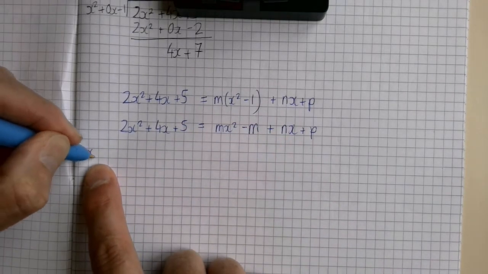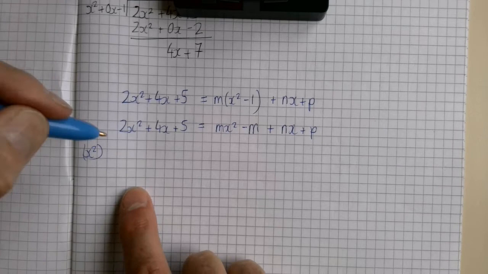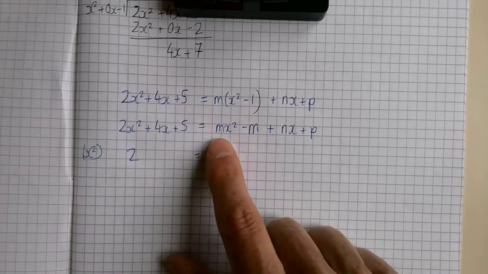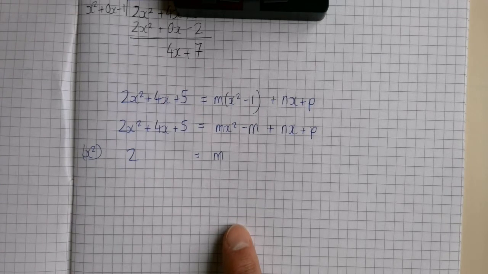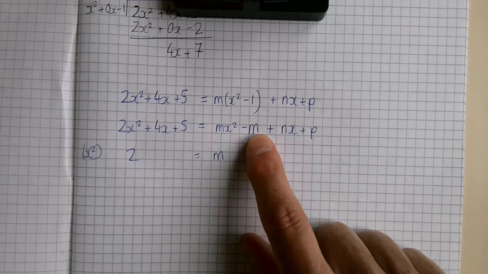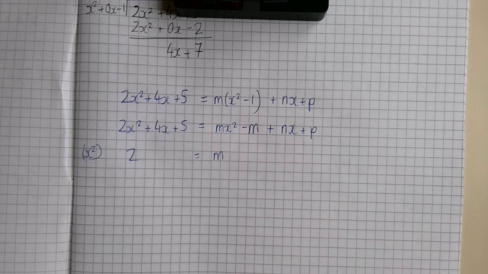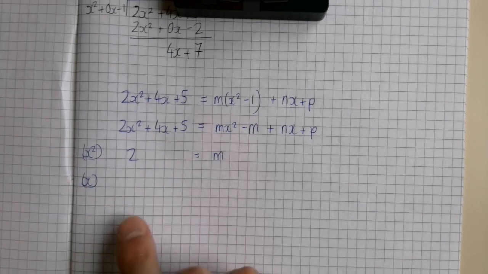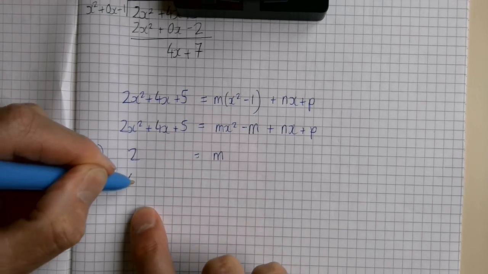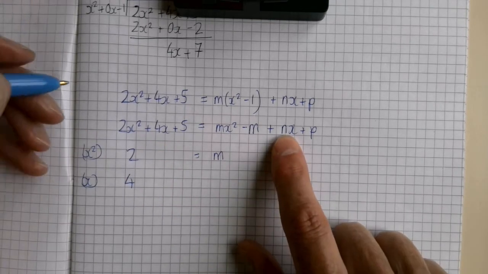So let's compare the x squareds. I've got 2 of them here and m of them here. So I straight away now know that m is 2. I know there's an m here, but that's not an x squared, is it? All I'm doing is comparing the x squareds. Let's do the same with the x's. I've got 4 x's here, and I've got n x's here.